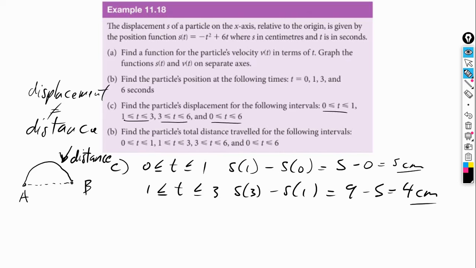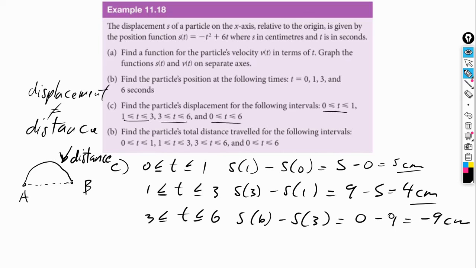Okay, then how about between 3 and 6? So 3 and 6. That would be S of 6 minus S of 3. And we had said that S of 6 was 0, right? So 0 minus 9, that means minus 9 centimeters, a negative displacement of 9 centimeters.